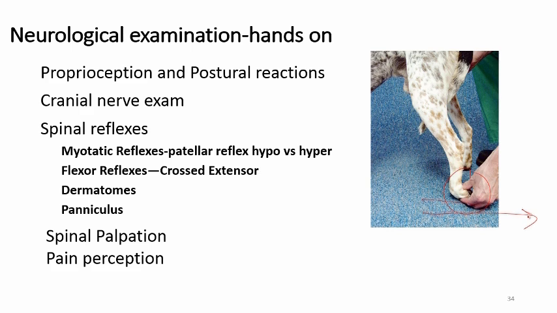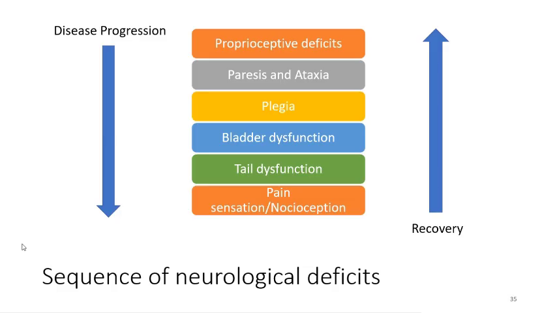Spinal reflexes, these are they here: myotactic reflexes, flexor reflexes, dermatomes, panniculus, we'll talk about those. And then, of course, spinal palpation and pain perception. This is a very good chart that I have reproduced in my clinic for the use of my interns, students, and residents because it's important to know what goes first and what comes back first.